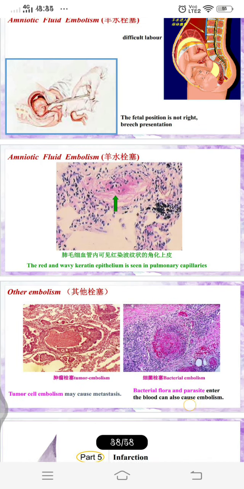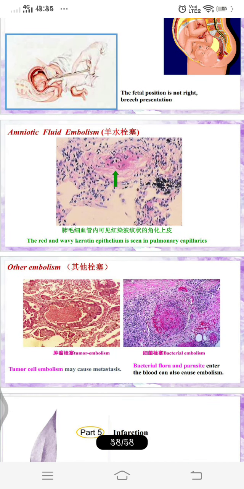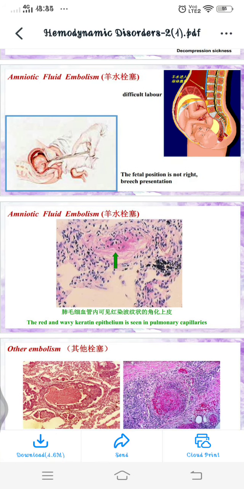There are also other embolisms like tumor embolism and bacterial embolism. You can see pictures. Tumor cell embolism may cause metastasis, and bacterial flora and parasites entering the blood can also cause embolism. So this is all about embolism.